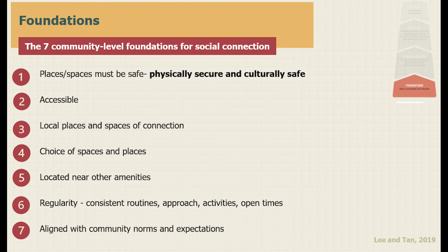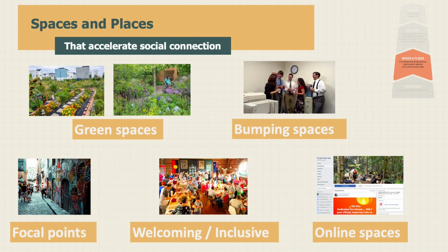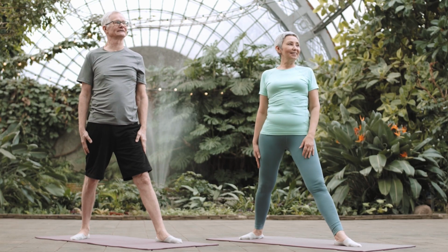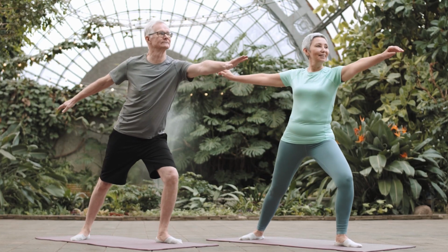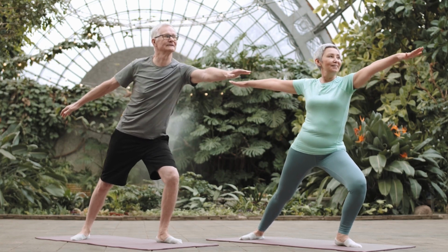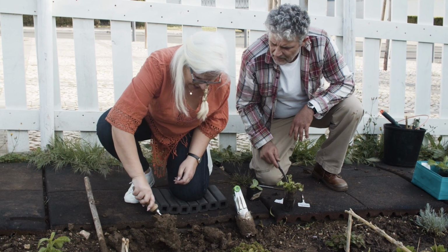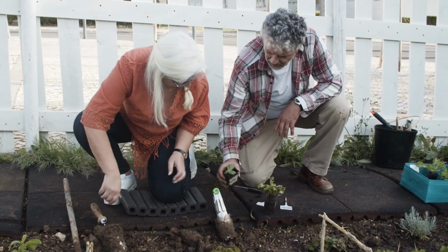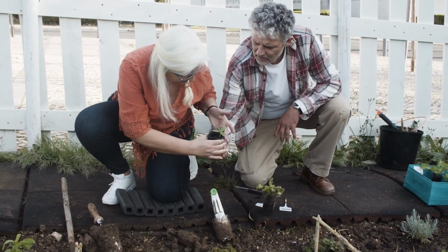Through our research, we have found that there are some spaces and places that are more conducive to supporting social connection. Green spaces are therapeutic spaces that allow people to be in nature and connect with others. Garden spaces should be accessible to all people with varying levels of capacity. So gardens should be wheelchair accessible and have raised garden beds. Gardens provide opportunities for people to connect through working together in the garden or simply enjoying spending time in nature.